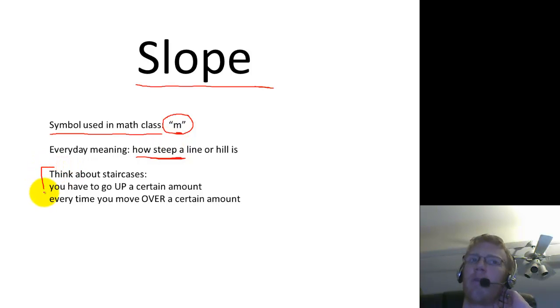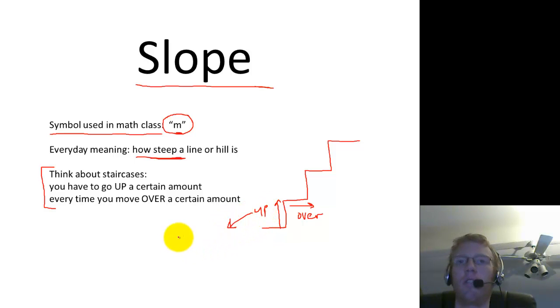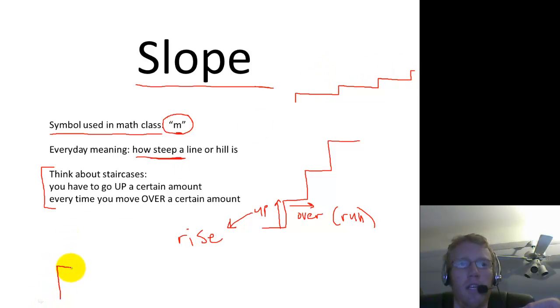So what I like to think about when I think of slope is a staircase. When you have a staircase, there's a certain distance that you have to go up each time you move forward a certain amount. The amount you go up is typically called the rise, and the amount you go over is typically called the run. So the slope is the relationship between the rise and the run, how much you go up versus how much you go over. You can imagine a staircase like this is a lot different than a staircase like this. And likewise, that would be a lot different than a staircase, for example, like this.